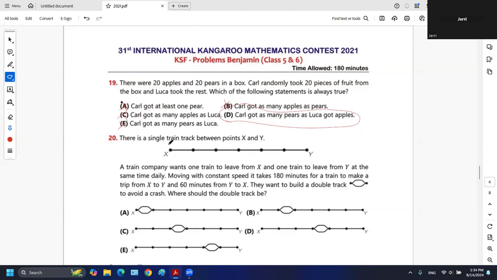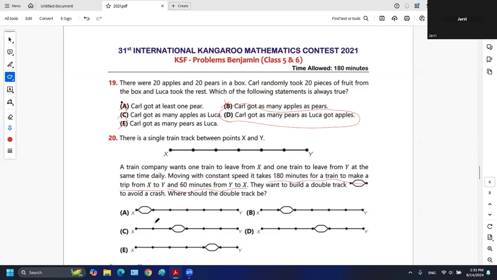Question number 20. There is a single train track between points X and Y. A train company wants one train to leave from X and one train to leave from Y at the same time daily. Moving at constant speed, it takes 180 minutes for a train to make a trip from X to Y and 60 minutes from Y to X. They want to build a double track to avoid a crash. Where would the double track be?